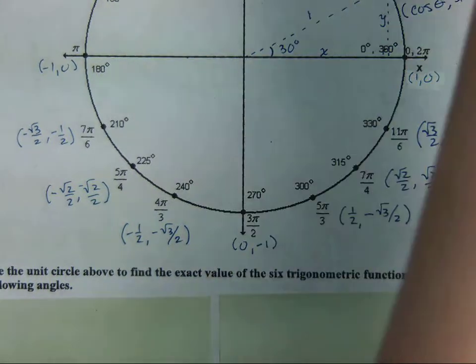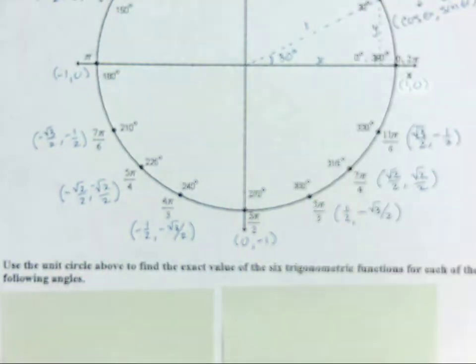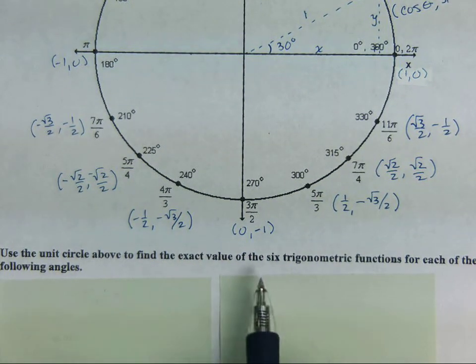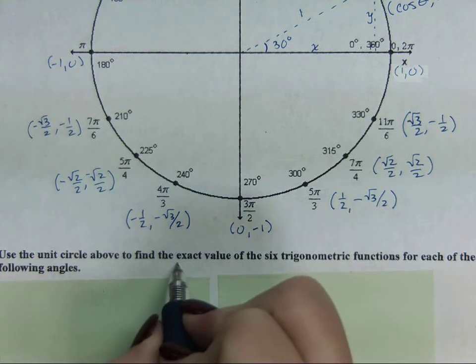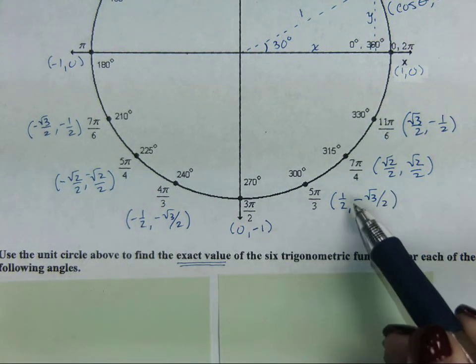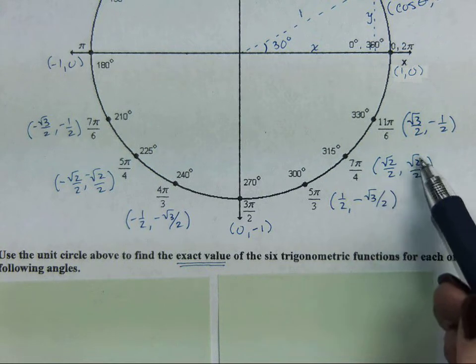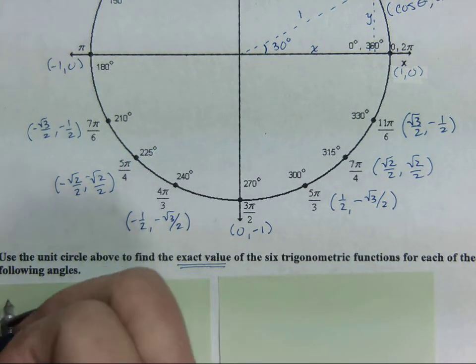And so down here, let me zoom out. The directions at the bottom of this worksheet say to use the unit circle above to find the exact value of the 6 trig functions for each angle. So when it says I want to find the exact value, that means that we have to use all these values off the unit circle, and if it has a root 3 or a root 2, we have to leave it that way. And so we're going to look at different angles.